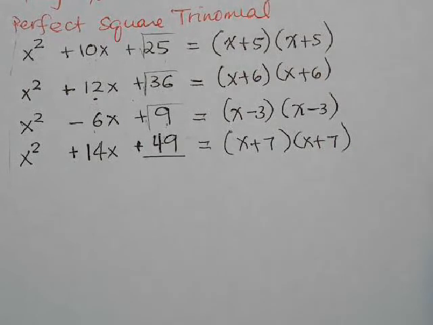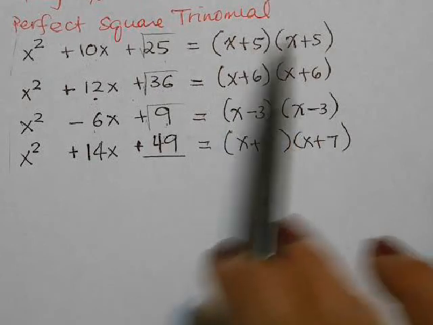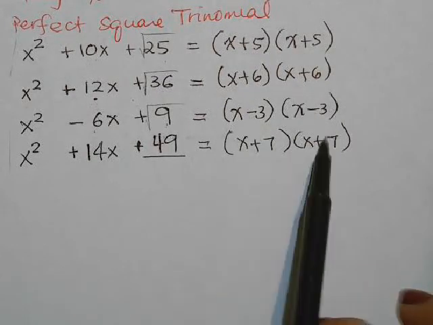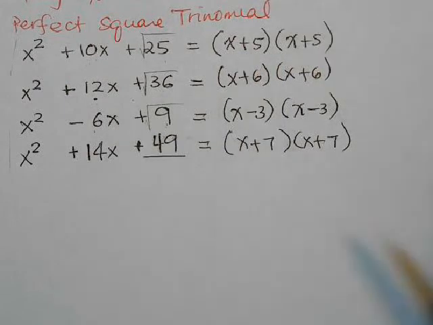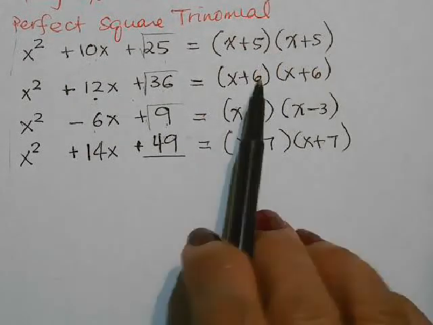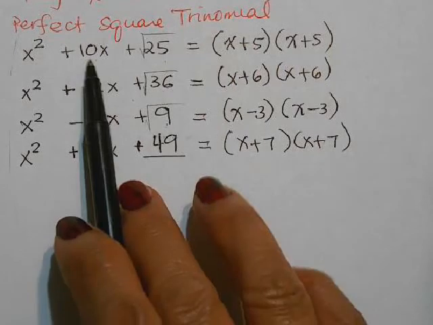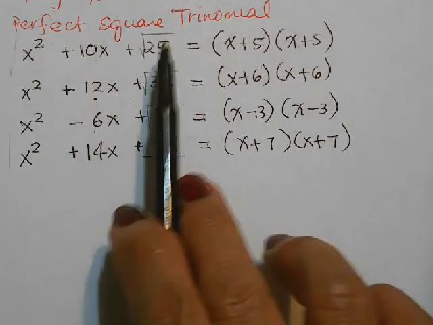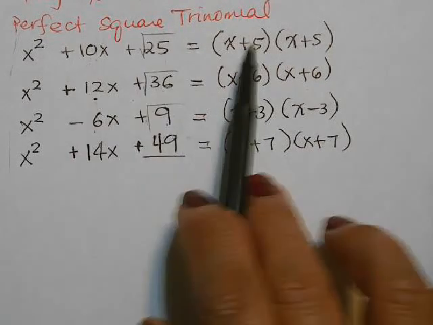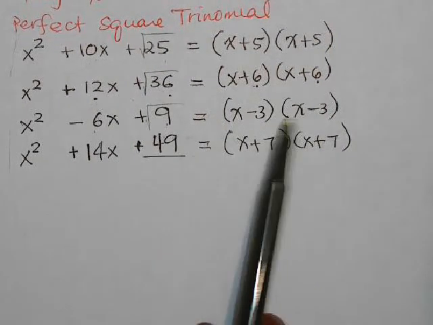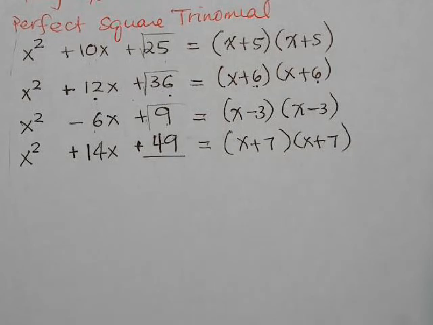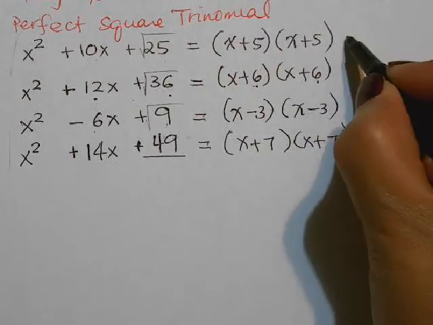So there is a pattern here, you see. First of all, I hope you see that the factors are always the same. And the number is always equal to either half of the middle coefficient or the square root of the last term. x plus 5: half of 10 is 5, or the square root of 25 is 5. Okay, so it's always the same. Study that one.